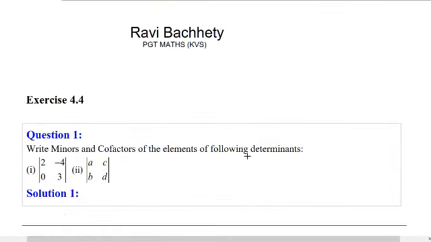So we are starting exercise 4.4. This exercise deals with the minor and cofactor of a determinant. Already in exercise 4.1 we have learned how to calculate the determinant by various methods, by rows or columns, right? So in this exercise mainly we'll deal with minors and cofactors only. So in the first question they have asked us to find minors and cofactors for these two determinants.